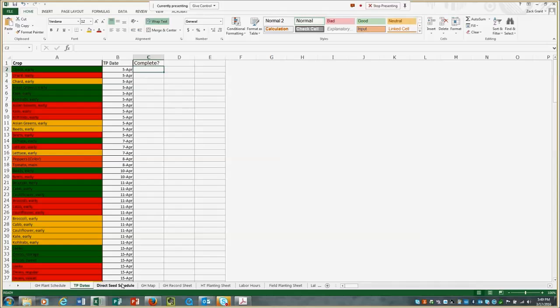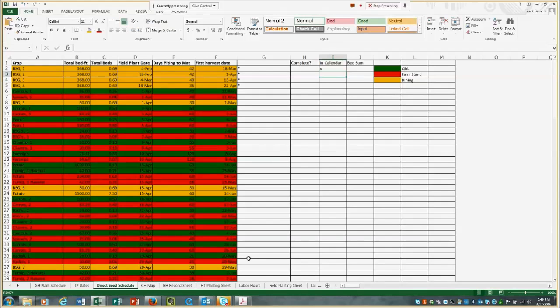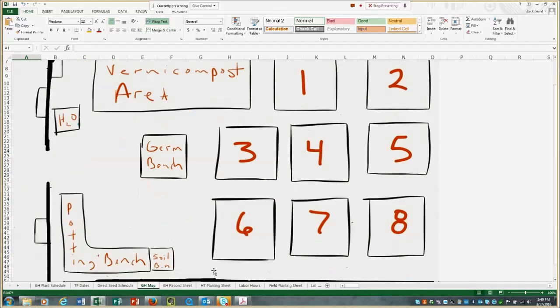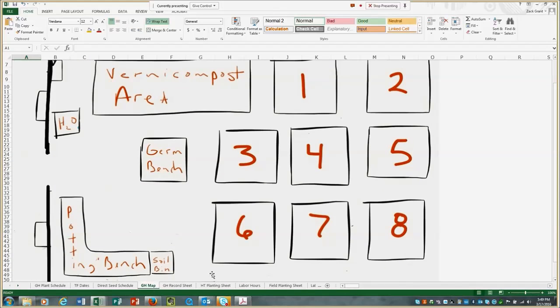Same thing with a direct seeding schedule that I put together, color coded. This was a greenhouse map. This is something that I drew in another app and just took a picture of. And I had all our benches labeled. You don't necessarily need to do this, but this was just something that I had in there.